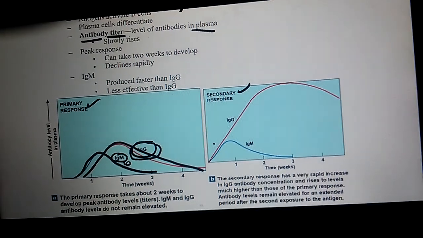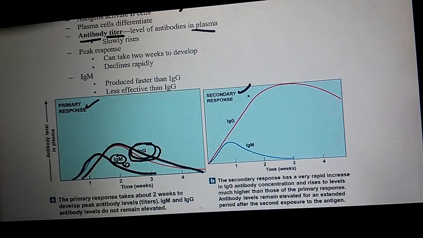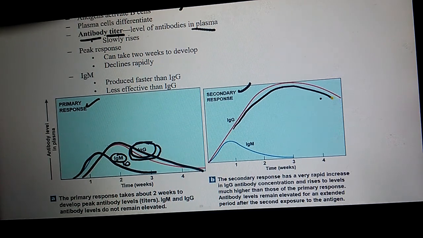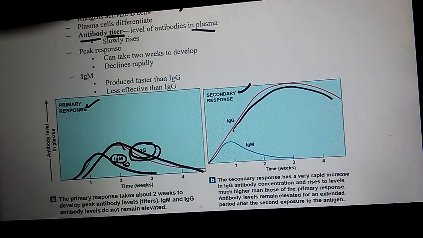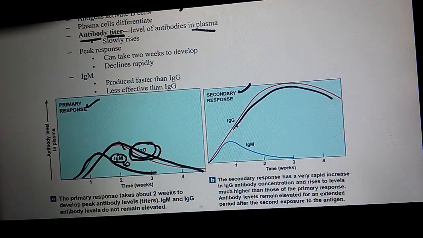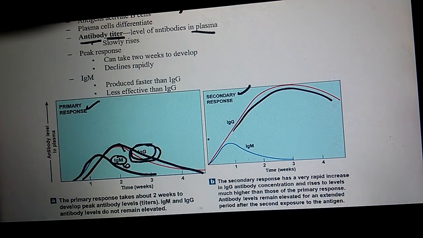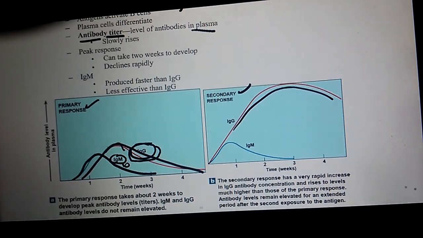Which is more powerful, a secondary response or a primary response? Secondary. Which is faster, secondary response or primary response? Secondary.